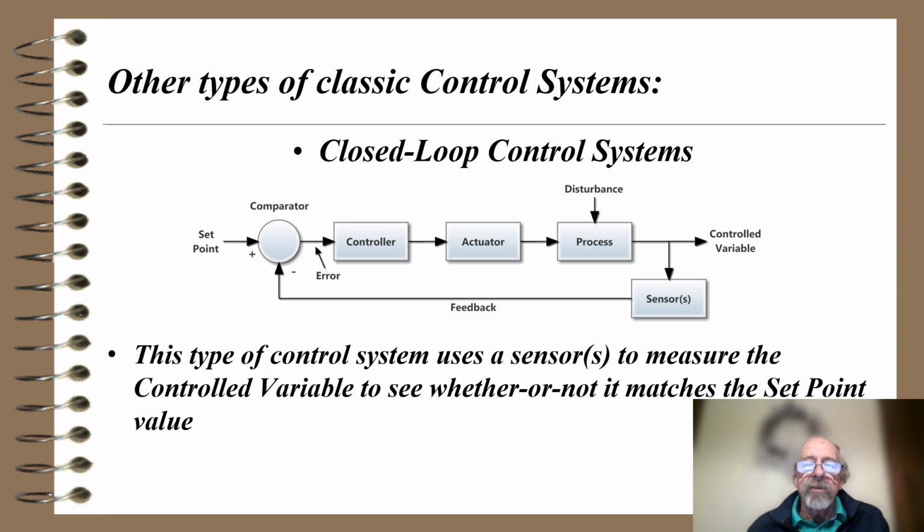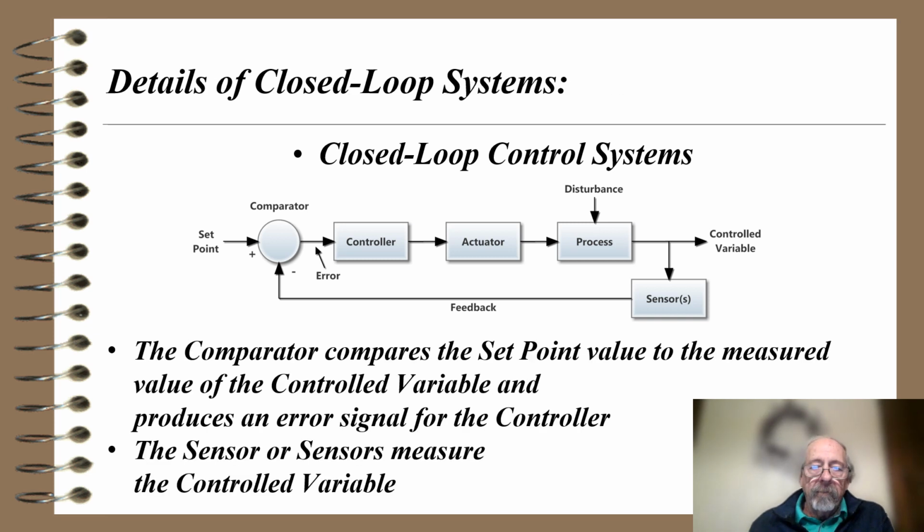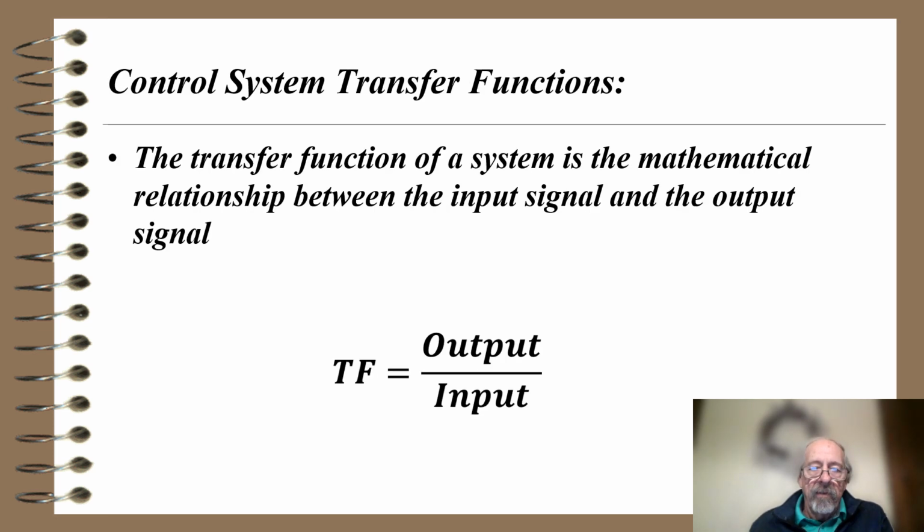This type of control system uses a sensor or sensors to measure the control variable to see whether or not it matches the set point value. Most modern day control systems use this type of technology. Examples: a cooking oven or a home heating system. The comparator compares the set point value to the measured value of the control variable and produces an error signal for the controller. The sensor or sensors measure the control variable. So that's the details of how that works.